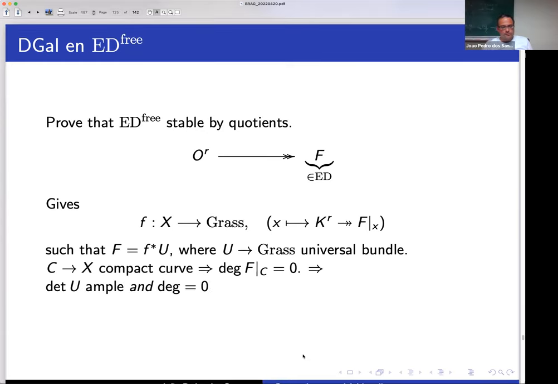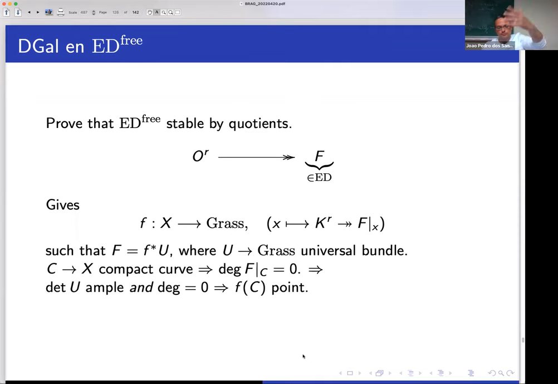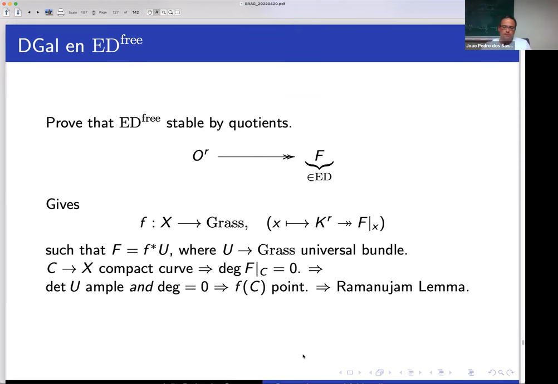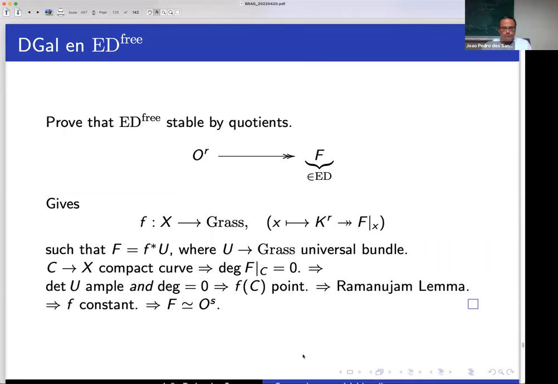So everybody knows that U is ample, and ample plus degree zero means that the curve is mapped to a point. So my curve inside of X is just mapped to a point, and then I know that I can connect points by curves, by Ramanujan's lemma, and I'm done. So F is constant, and it must be a trivial vector bundle. So the proof of the theorem is like that.